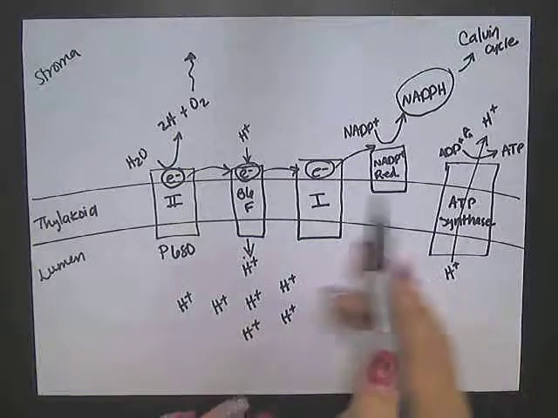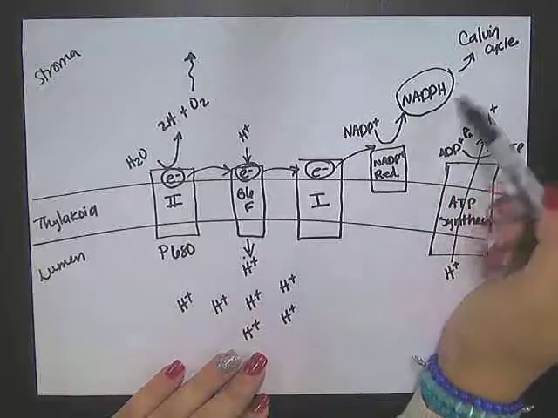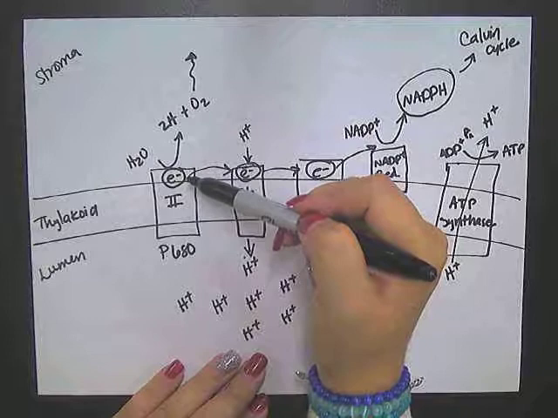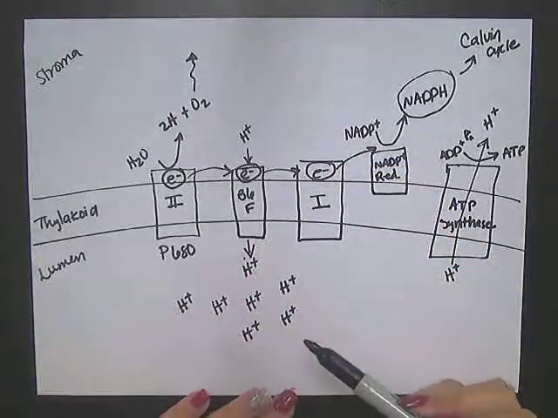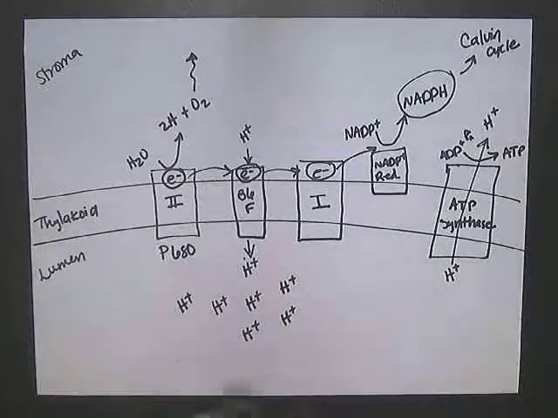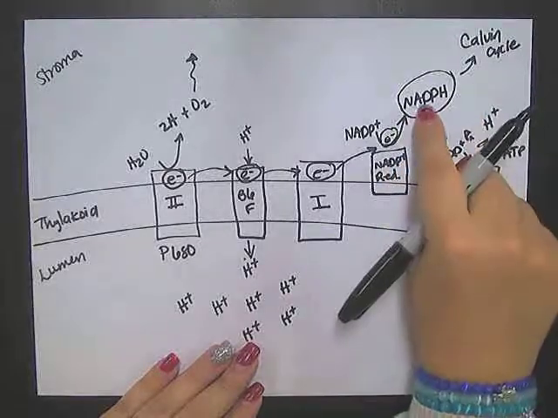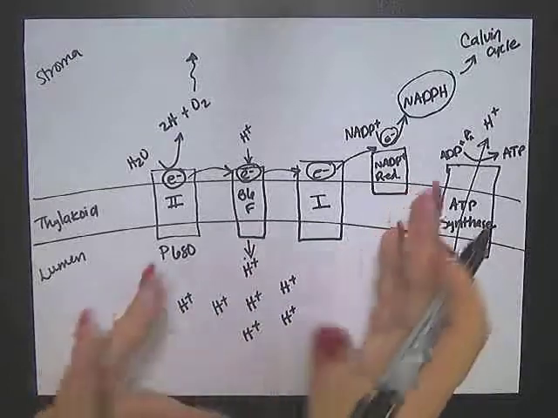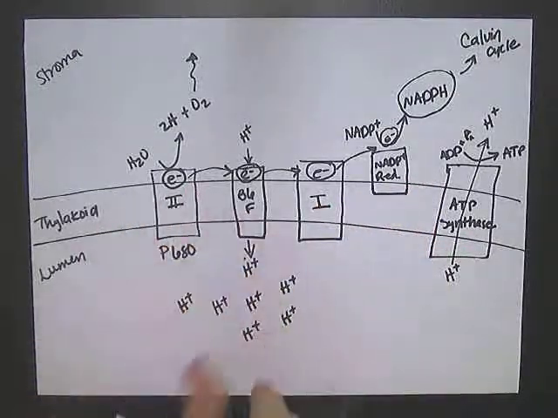NADP plus. And so because the electron is now tied up in NADPH, a new water molecule is going to have to be split for a new electron, producing more oxygen, contributing to that concentration gradient. But the reason this is called non-cyclic photophosphorylation is because the electron ultimately ends up tied up here at the NADPH, and therefore you have to harvest another electron from the water molecule.